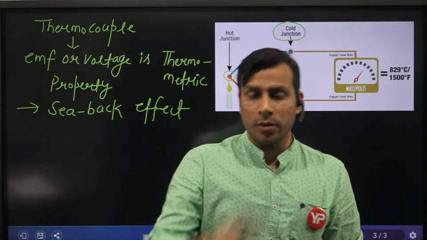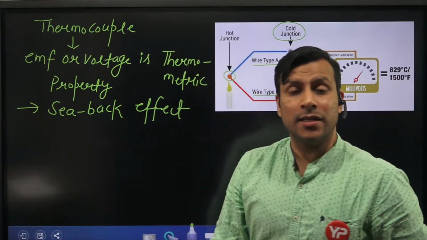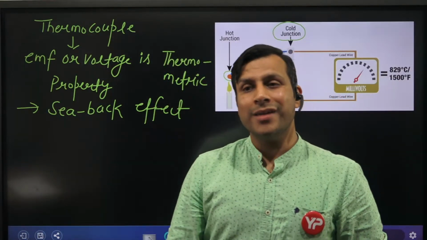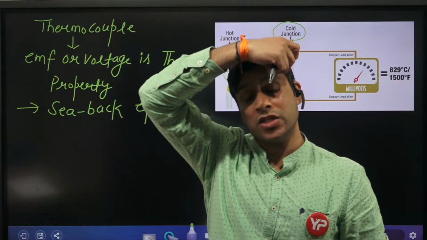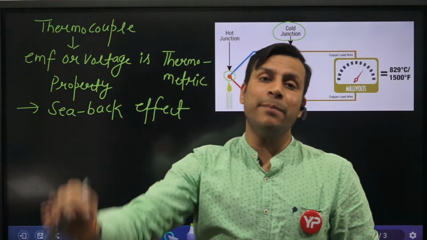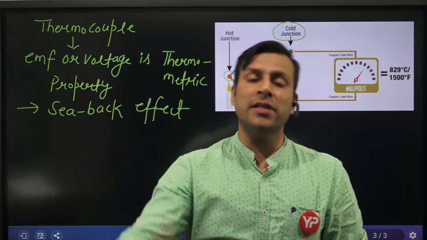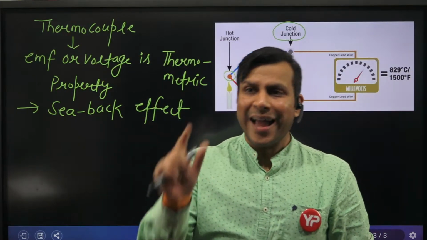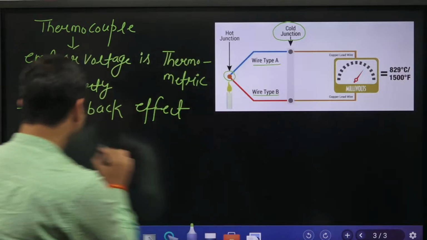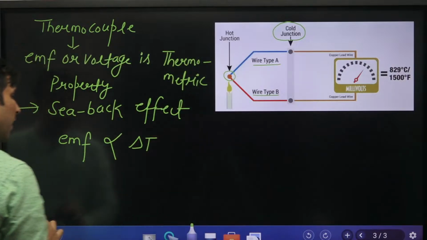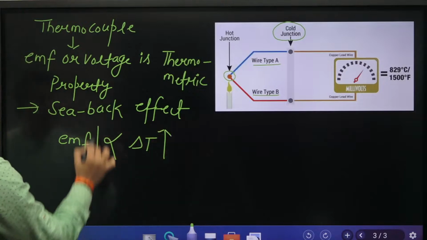So what the Seebeck effect tells us is that if you join two dissimilar metal wires in such a way that you form two junctions, and you maintain a temperature difference between those two junctions, then some EMF will be set up between those two junctions. That EMF is directly proportional to the temperature difference. So the larger the temperature difference, the larger the EMF.